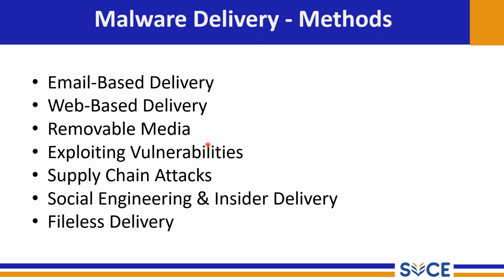The second method is malicious websites and drive-by downloads. Attackers can compromise legitimate websites or create their own malicious ones. These sites may be used to deliver the malware in the following ways. First one, drive-by downloads. A user visits a compromised website and the site automatically exploits vulnerabilities in their web browser or its plugins, like Java or Flash, to install the malware without the user's knowledge or consent. So no click is required.